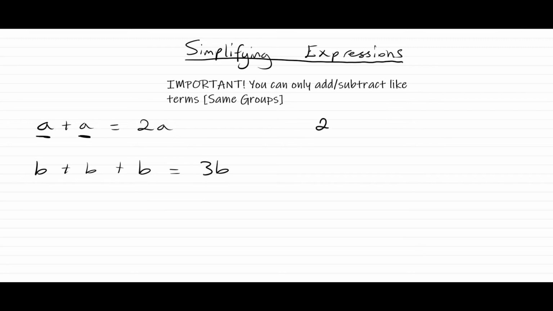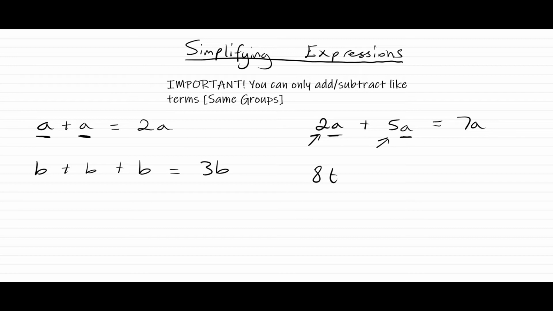If we have like 2A plus 5A, again, you got 2 lots of A's, right? A group, and 5 lots of A's, A group. So yes, you can add them together by just adding the numbers in front, the 2 and the 5. And 2 plus 5 gives you 7A. Voila. Let's mix it up.